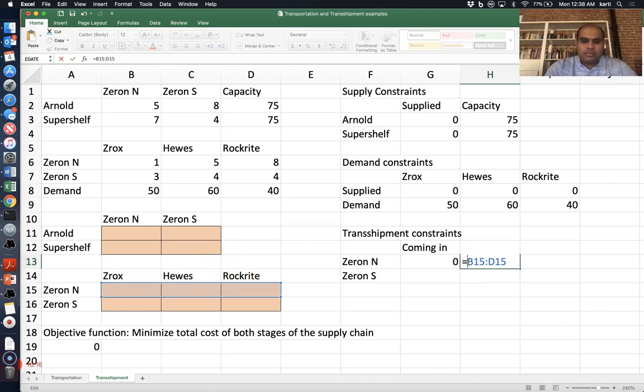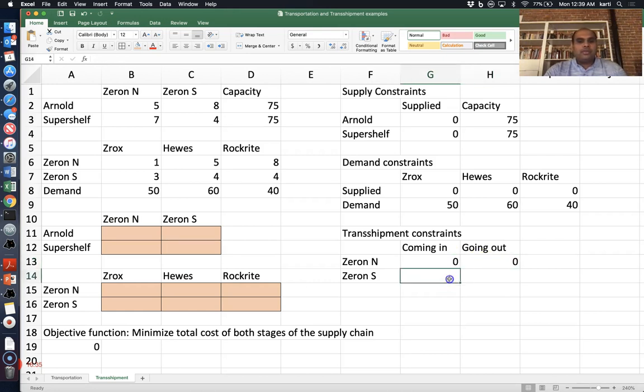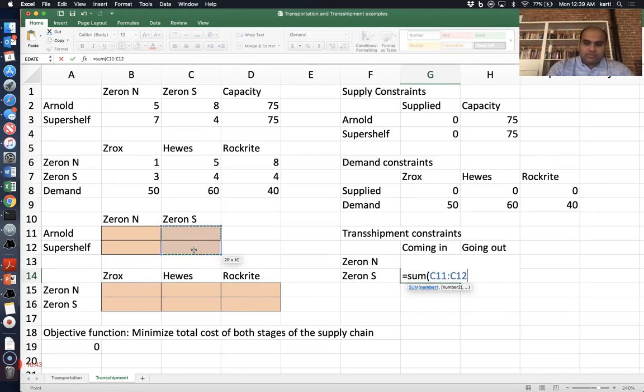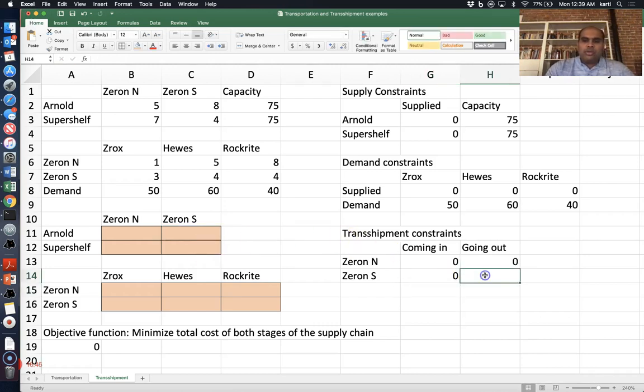So I should say sum of everything going out of Xeron North to Xerox plus Hughes plus Rockwright. It's a sum. So this is everything coming in and everything going out. Similarly, everything coming in to Xeron South from both Arnold and Supershelf, and everything going out of Xeron South to Xerox, Hughes and Rockwright. Those are the constraints. Everything coming in should be equal to everything going out. That's it. So these are my constraints: my supply constraints, demand constraints, and transshipment constraints.